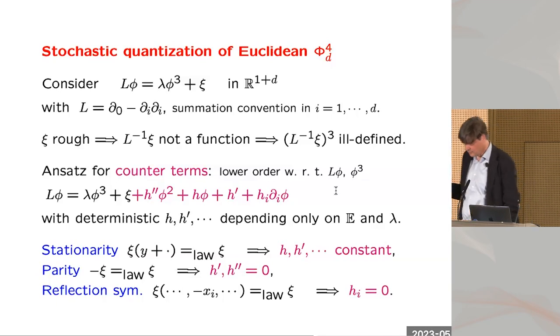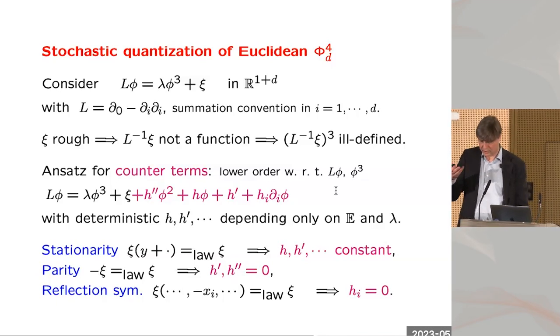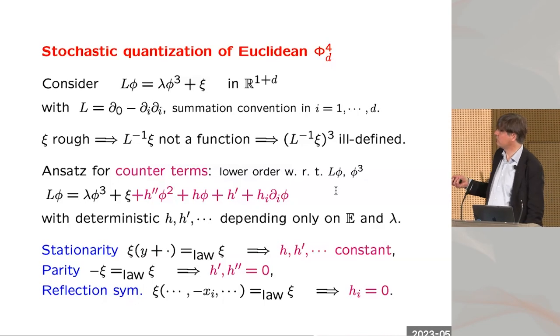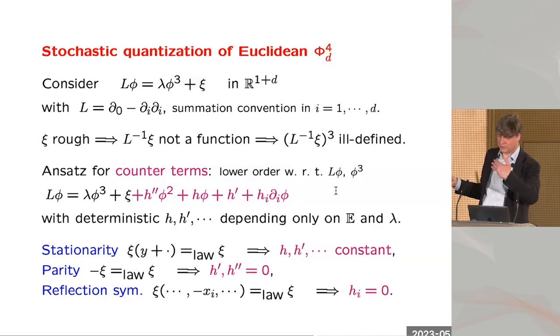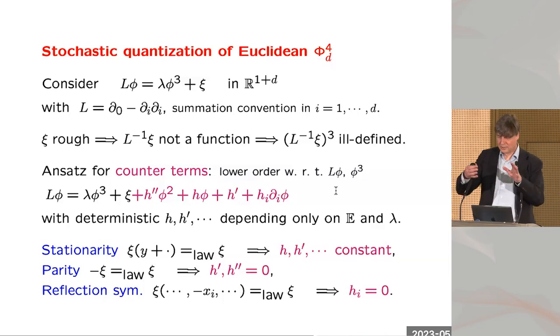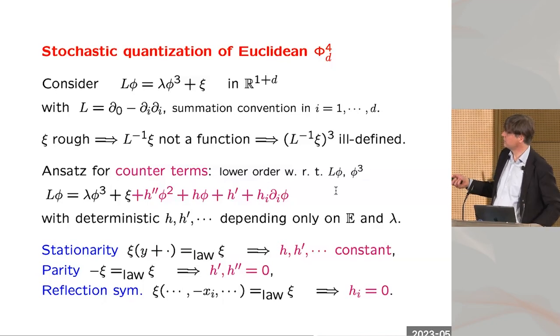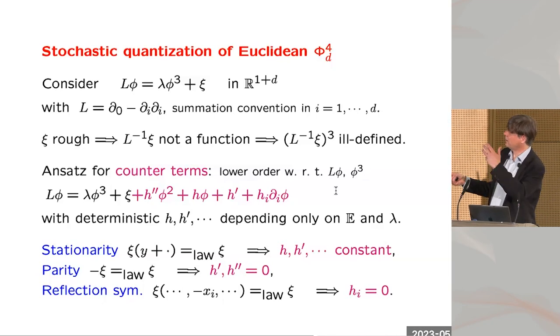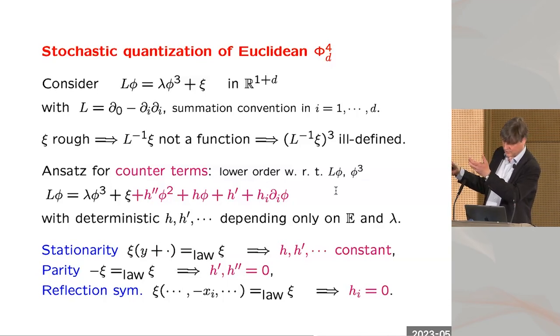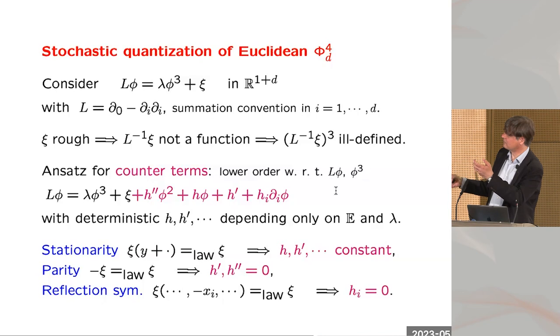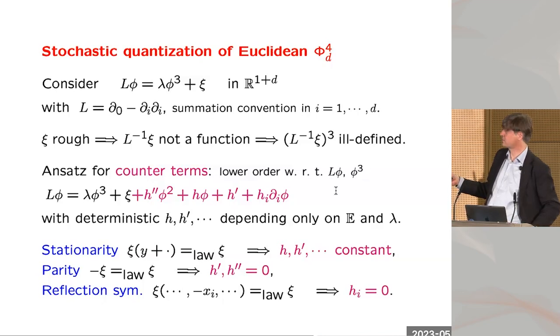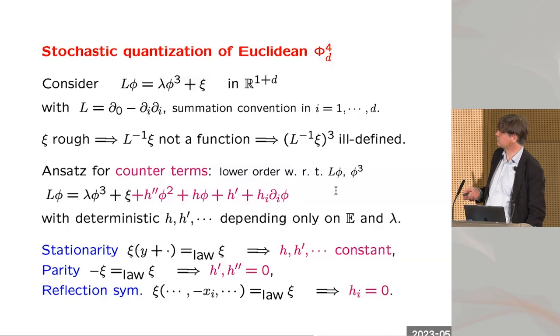If you make very benign assumptions on your noise, which would, for instance, be satisfied by white noise, like stationarity, meaning that the law of this random field is invariant under translation, then it's natural to assume that all these coefficients are space-time constants, next to being deterministic. If the law of your noise is even, in the sense that minus psi has the same distribution as psi, these two terms would drop out.